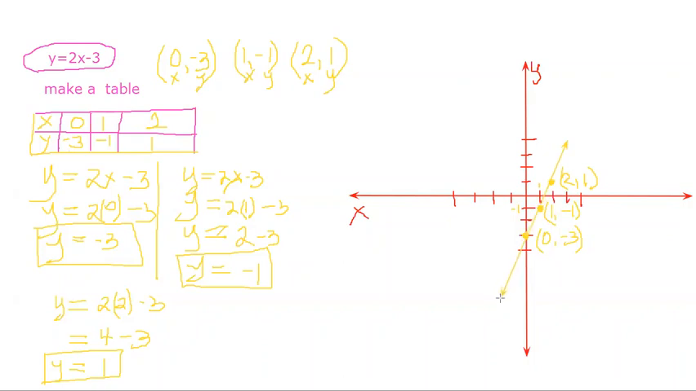Ayan. And that is now, ito na ngayon, this is now this line is the graph ng ating equation na y is equal to 2x minus 3. Alright? So that is now the graph. I-connect mo lang ang tatlong points.